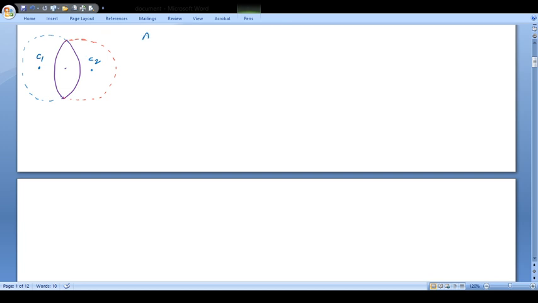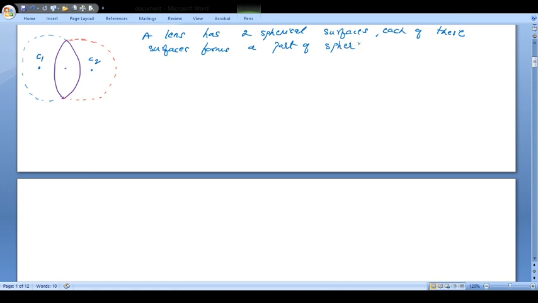So a lens has two spherical surfaces. Each of these surfaces forms a part of a sphere, and therefore the centers of these spheres are known as centers of curvature. That is C1 and C2.